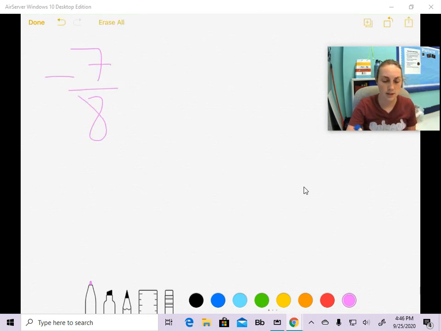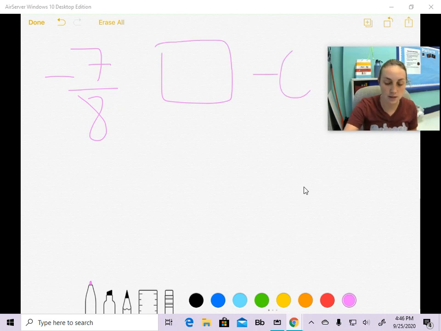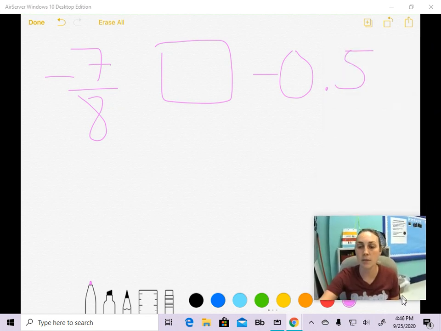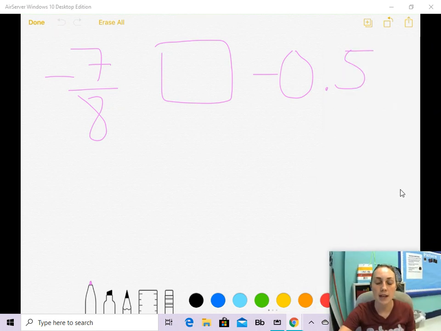-7/8. And then we have a little box. And then on the other side, we have -0.5. Okay, so we have a -0.5. I'm going to move this up here. And guys, this little box, what you're going to put in that box is either greater than, less than, greater than or equal to, or less than or equal to. And those symbols I did at the very beginning of this video.